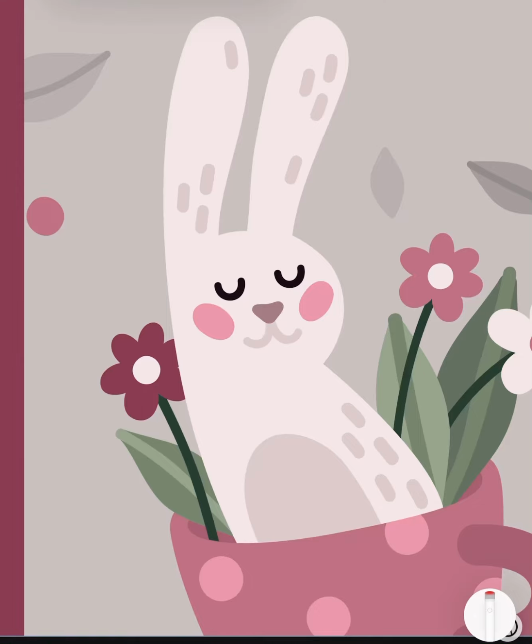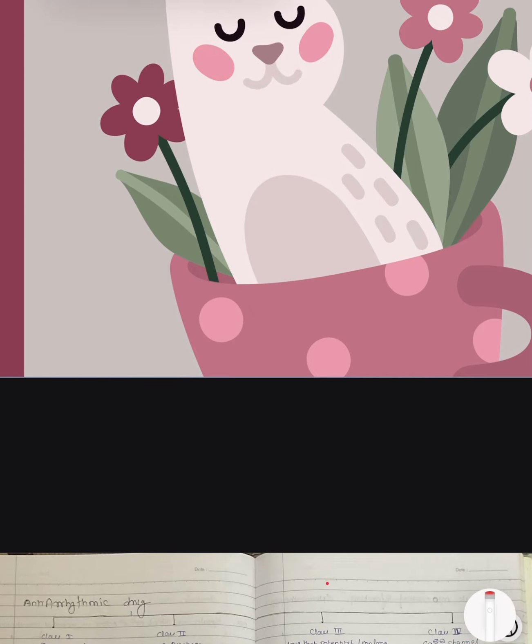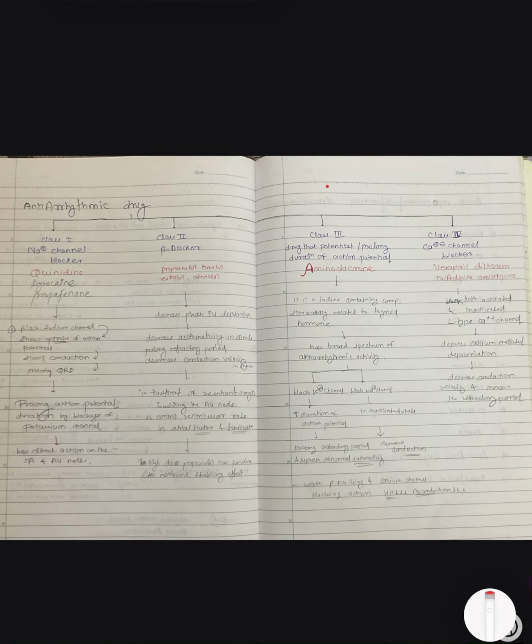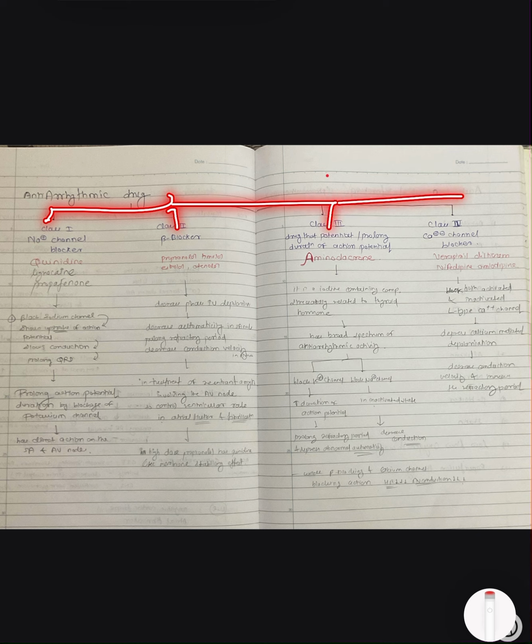Hi friends, we have already seen the anti-hypertensive drugs, anti-anginal drugs, and drugs used against congestive heart failure. So we are now discussing the drugs which are used against arrhythmia, that is anti-arrhythmic drugs. The anti-arrhythmic drugs are classified into four classes, that is class 1, class 2, class 3 and class 4. These are the four classes which are used against the disease arrhythmia.